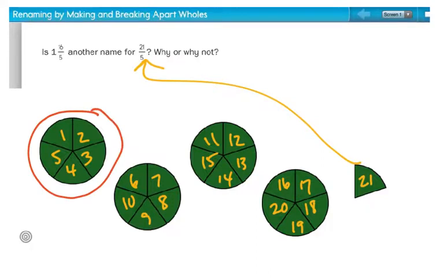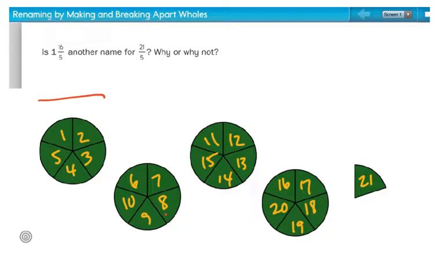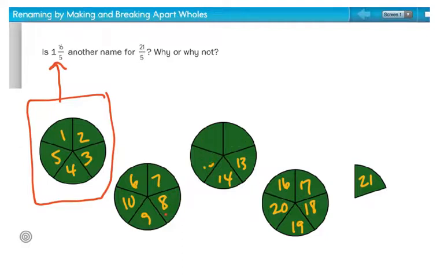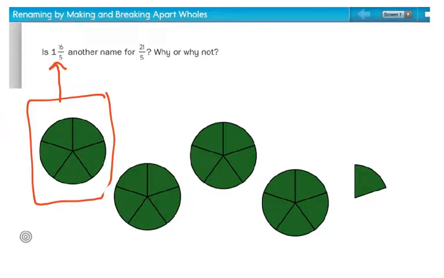Each one is divided into fifths. Would that be the same as 1 and 16 fifths? Well, here's one whole. Now let's see if I have 16 left. Go ahead and erase this for now. All right, here's one whole. Let's count and see if I have 16 left over. 1, 2, 3, 4, 5, 6, 7, 8, 9, 10, 11, 12, 13, 14, 15, 16 fifths.